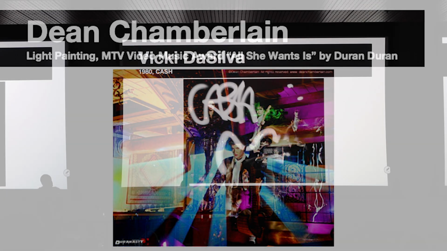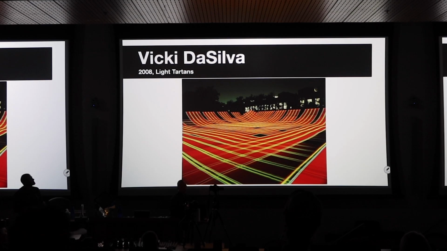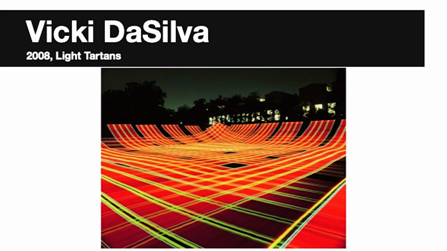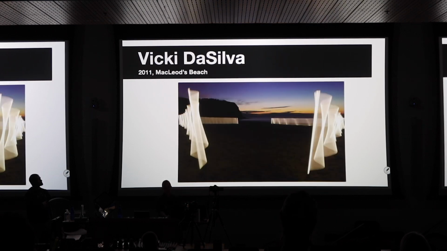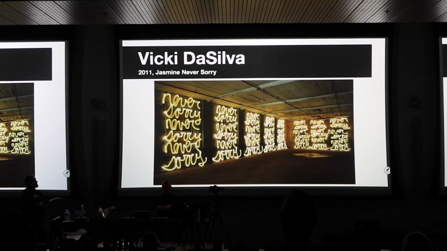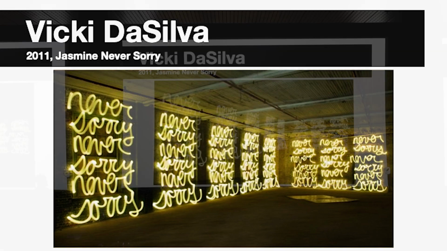And then if Dean is the father, most certainly Vicki Da Silva would be considered the mother of modern day light painting. And this is her first light graffiti that she did in 1980 called Cash. She's also known for these very elaborate, almost installation work, because these are actual tracks that she lays down and then draws light through them. She also does long landscape light painting, very beautiful stuff. And finally, this is the last of hers I'm going to show you here. She's really well known for her politically charged light graffiti. So if you look her up, you'll see some very interesting things.